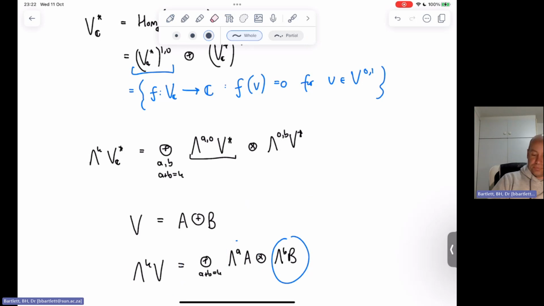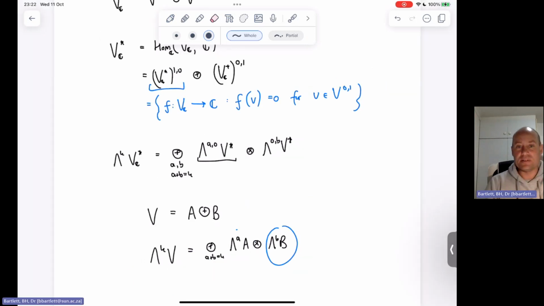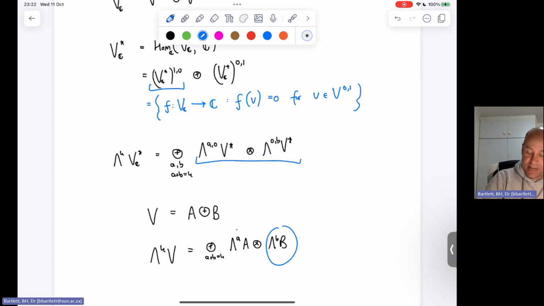Okay. So vectors of this form, where I've got a wedges from the first one and b wedges from the second one, I'm going to call that Lambda^(a,b) V star.